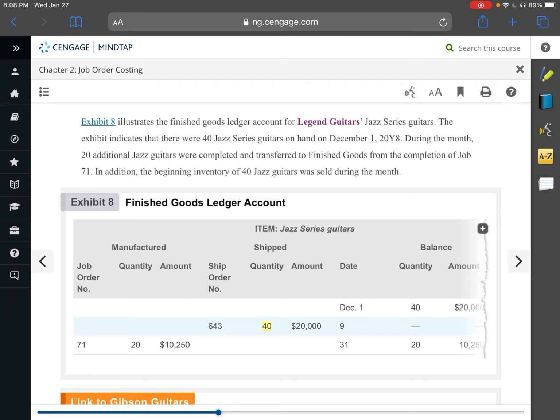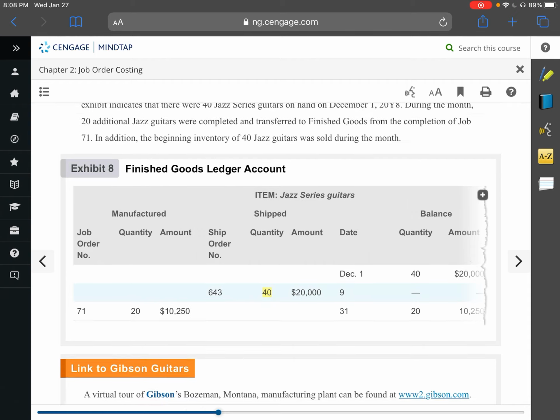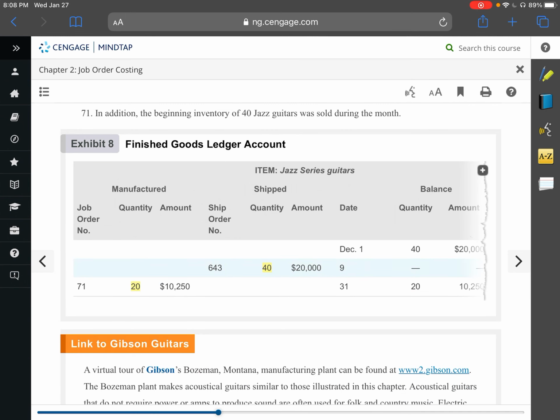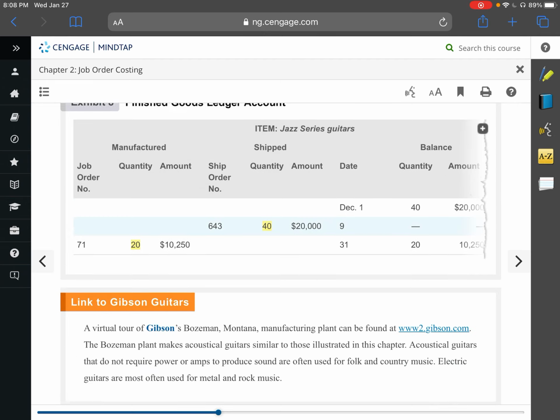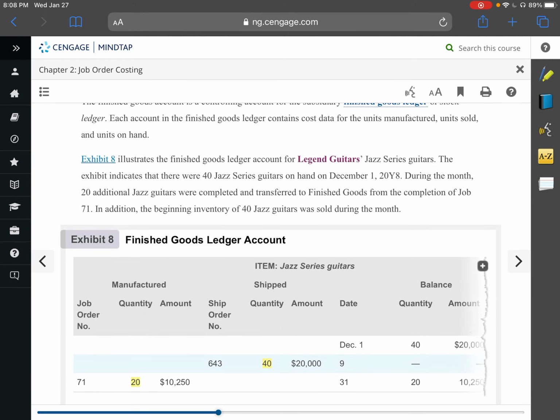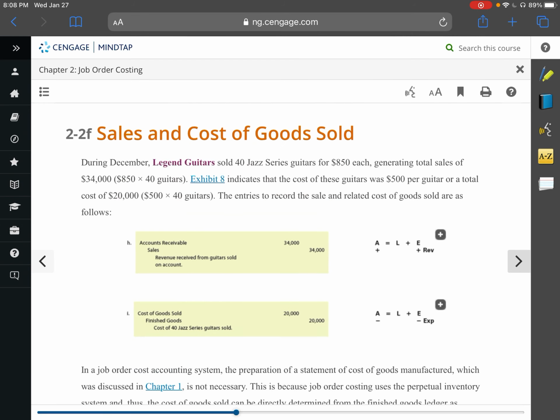2008. During the month, 20 additional jazz guitars were completed and transferred to finished goods. In addition, the beginning inventory of jazz guitars were sold during the month. Okay? And that just gives us, here's those 20 being added. So now we are walking through finished goods inventory. Okay? Now obviously once something leaves finished goods, it's considered a sold item. And we're going to see that step next.